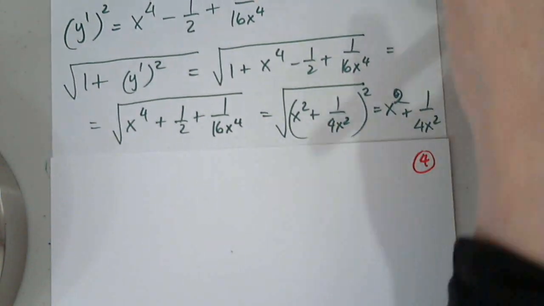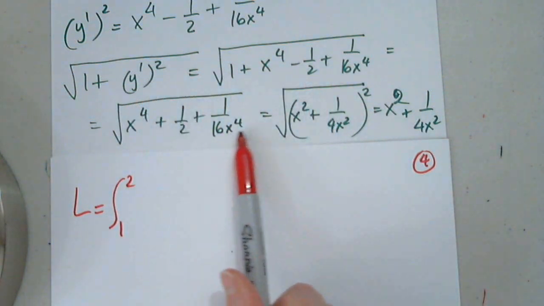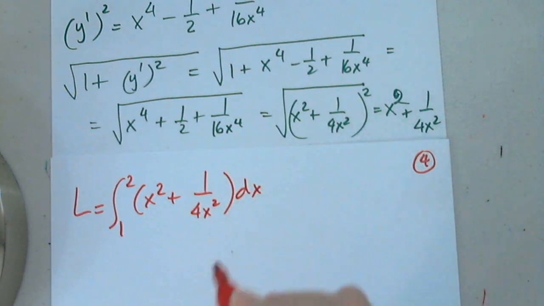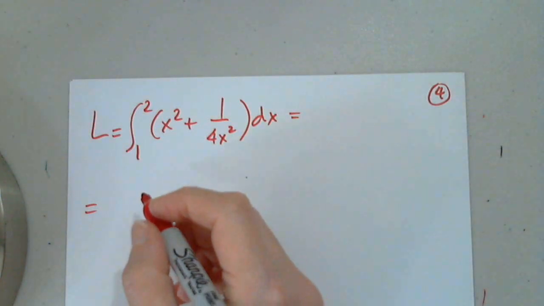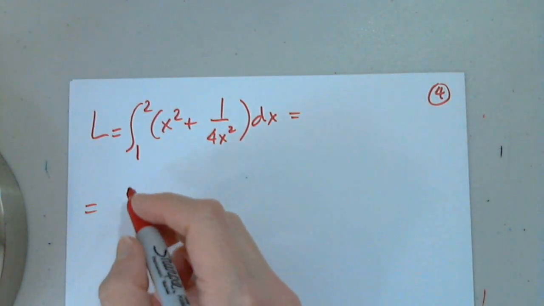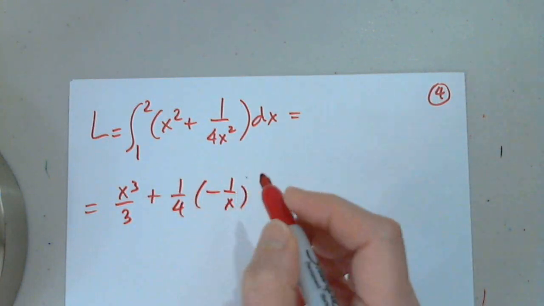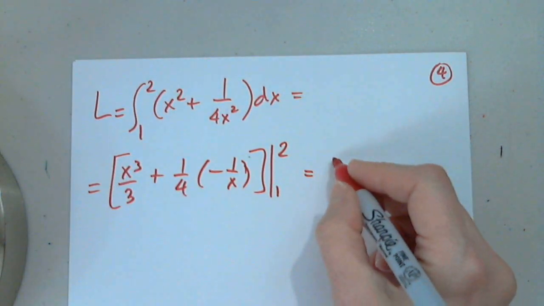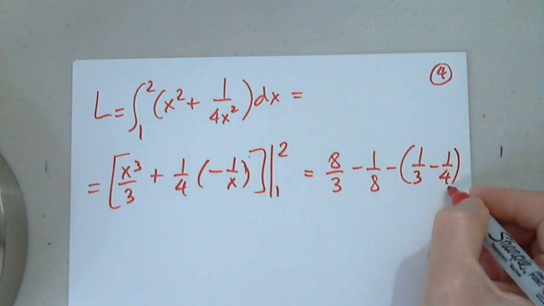Good. So now the arc length between 1 and 2 is the integral of the square root of this. All these calculations were done. So x squared plus 1 over 4x squared dx. So let's see what we get now. Let me move this out of the way now. We don't need it anymore. So we have x to the 3rd over 3 plus 1/4, again, negative 1 over x, and everything is from 1 to 2. So I have 8/3 minus 1 over 8 minus 1/3 minus 1/4.